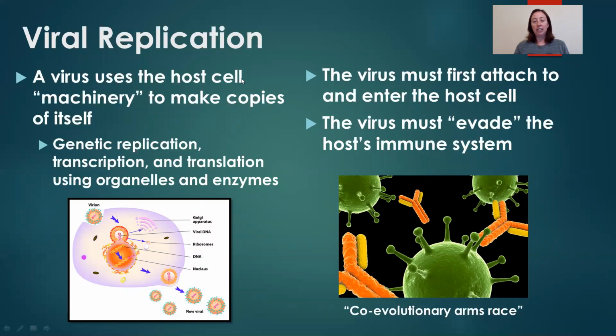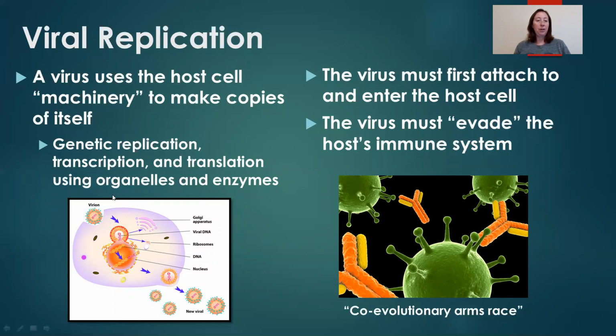The cell is extremely specific. So the viruses that invade bacterial cells are different than the viruses that can invade certain human cells. So the host-virus relationship is extremely specific. Once inside, the virus uses the cell's machinery to replicate its own genetic material and then translate that material into more proteins in order to create more viruses.